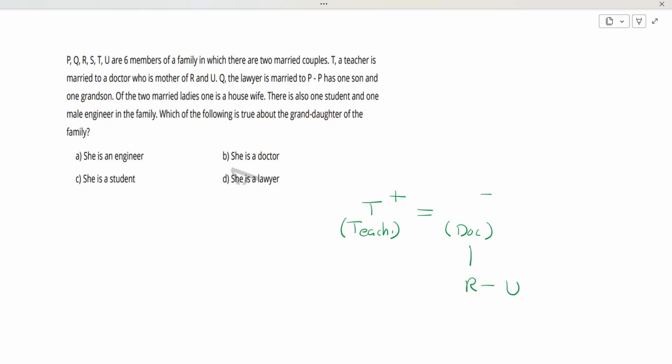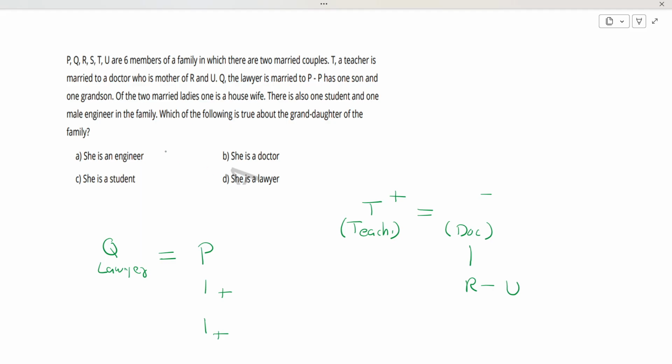Q is married to P. P has one son and grandson. Now I don't know where I should put Q, so let me make another chart over here. Q is the lawyer and is married to P. And P has one son and one grandson.